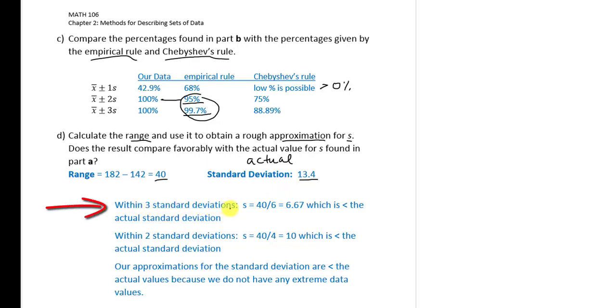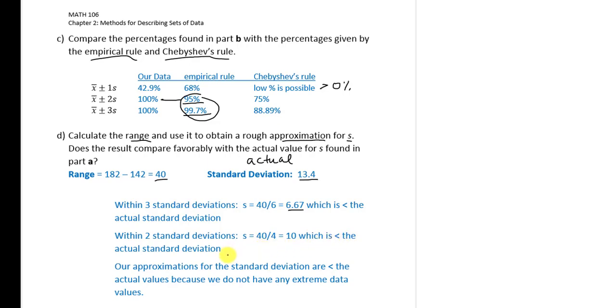Within 3 standard deviations, s is approximated to be the range divided by 6. So our range was 40 divided by 6, and that is 6.67. That's less than the actual standard deviation. Within 2 standard deviations, the standard deviation is approximated to be the range, which is 40, divided by 4. That result is exactly 10. That also is less than our actual value.